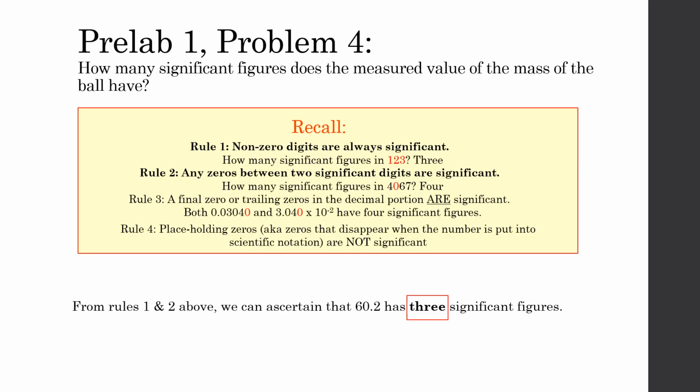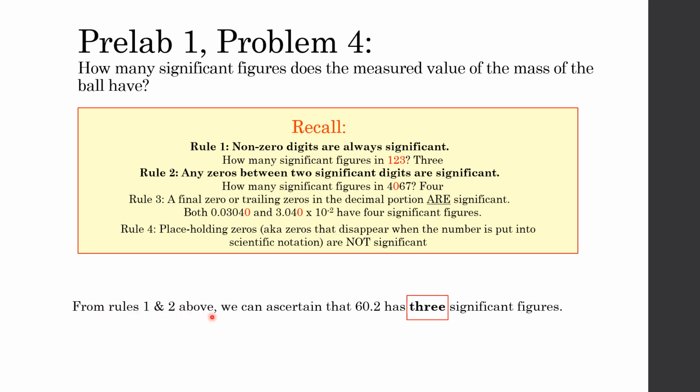Prelab practice problem number 4: how many significant figures does the measured value of the mass of the ball have? So this is just a little recap of what the rules of significant figures are. We know that all non-zero digits are always significant, and we know that any zeros between two significant digits are significant. So rule 1 and rule 2 are the important rules that apply here.